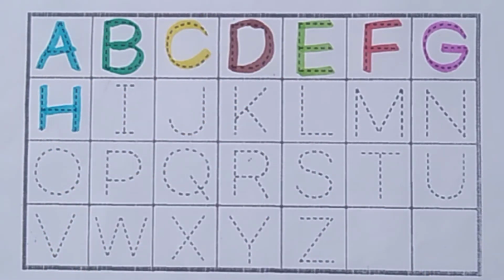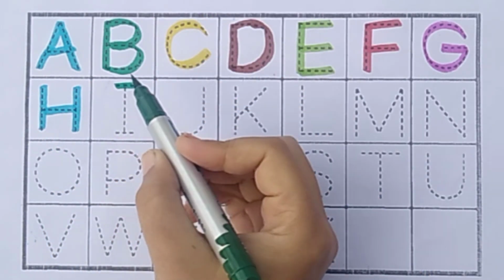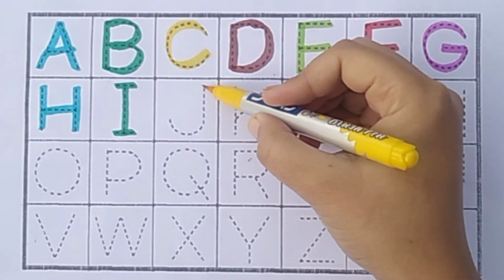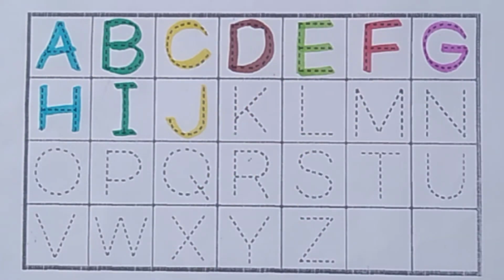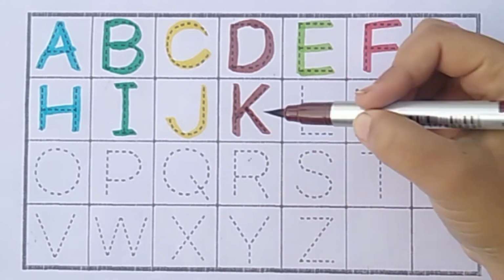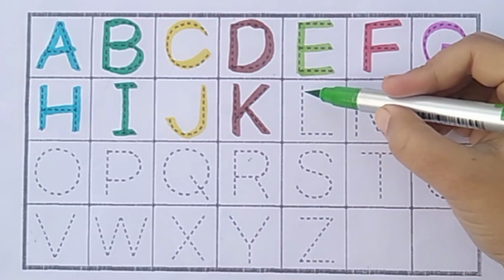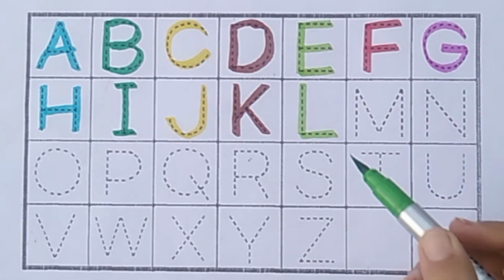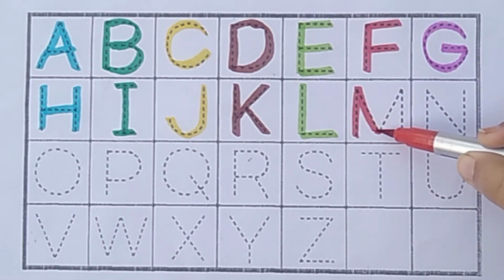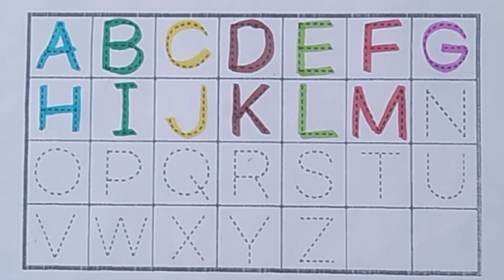H for hat. I for igloo. J for jug. K for king. L for lion. M for monkey. N for nose.